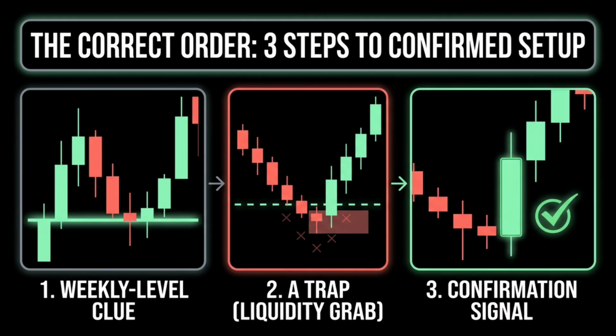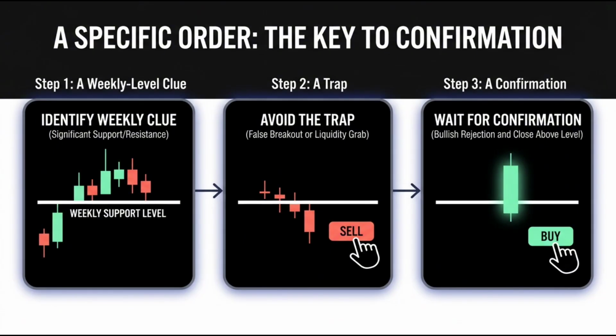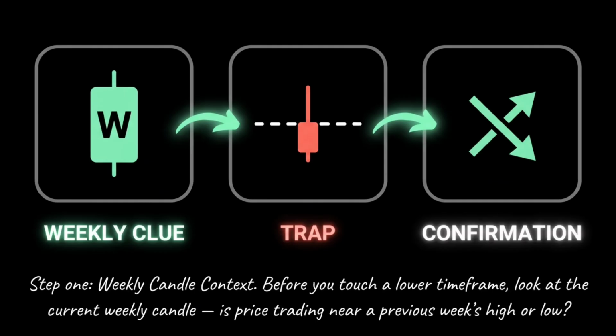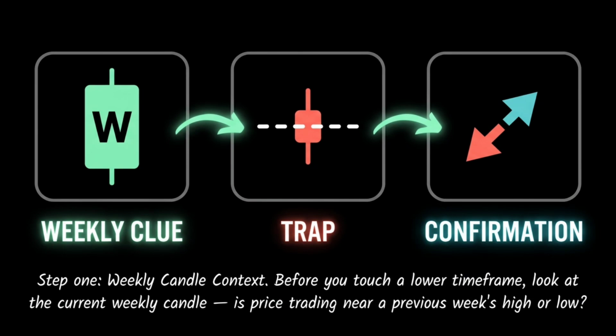There's actually a specific order things need to happen in: a weekly level clue, a trap, and a confirmation before you should even think about clicking buy or sell. Miss the order, and you're just gambling with extra steps. Get it right, and entries stop feeling random. Let me show you the exact sequence.